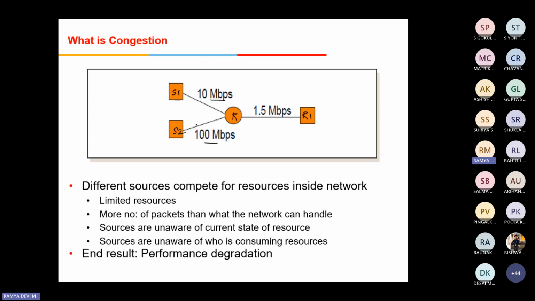So multiple sources are sending data in the network. This source is capable of sending 10 Mbps, the link capacity is 10 Mbps. Here the link capacity is 100 Mbps. But both are merged at the router and converted into 1.5 Mbps. So this creates a bottleneck link. The combined data rate exceeds what the shared link can handle.